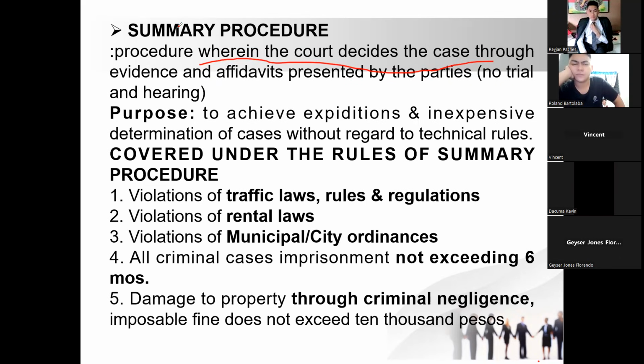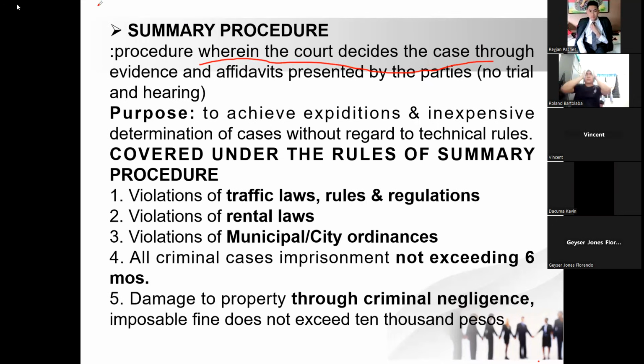Natawag rin, of course, or papasok rin sa tinatawag natin na summary procedure ang tinatawag natin na rental laws. Then aside from that, kapag na-violate mo, class, yung municipal or city ordinances, papasok rin yan sa summary procedure. Then yung mga cases na merong imprisonment of not exceeding 6 months, papasok rin yan ngayon sa summary procedure. Then yung damage to property through criminal negligence, wherein yung imposable penalty does not exceed 10,000 pesos. So papasok yan ngayon sa tinatawag natin the rules on summary procedure.